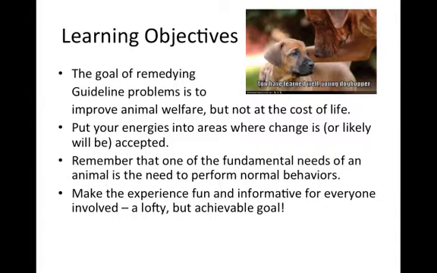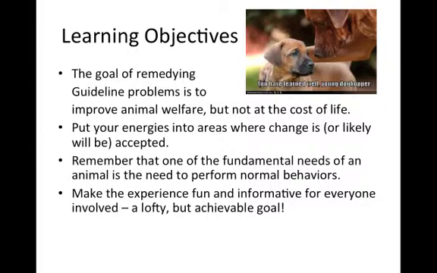So her learning objectives for doing this: the goal for remedying the problems was to improve animal welfare, but it was really important to do that without causing any expense of life. So never to have the cost of increased euthanasia or anything like that be part of improving health and welfare in the shelter.